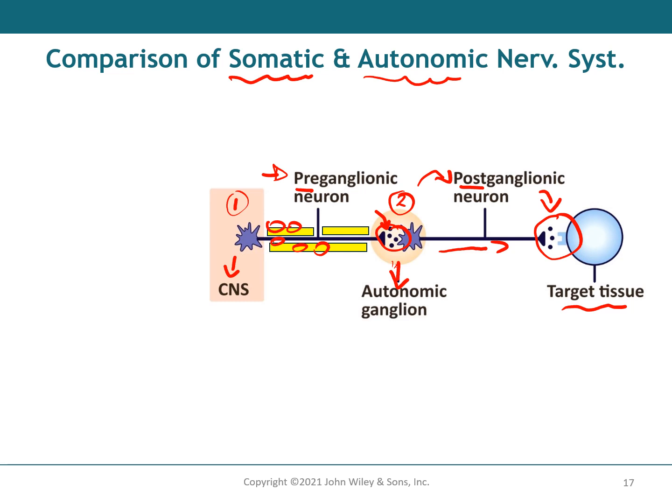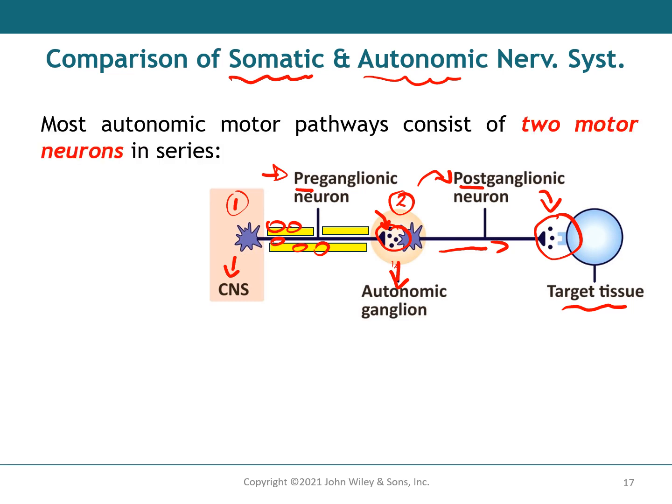So now let's recap the few things that I told you. I told you that most of the autonomic motor pathways consist of two motor neurons that are in series, and this is one difference with the somatic nervous system. I also showed you that the name of the neurons depends on the location relative to the autonomic ganglion. So for example here, this one will be called the preganglionic neuron.